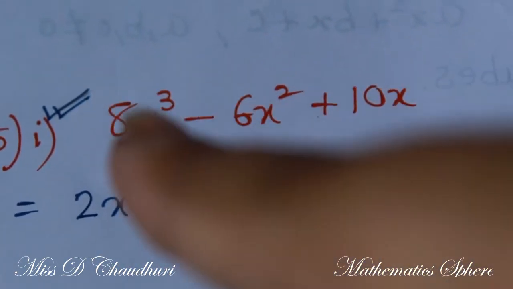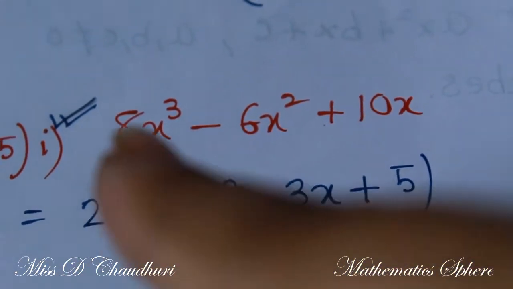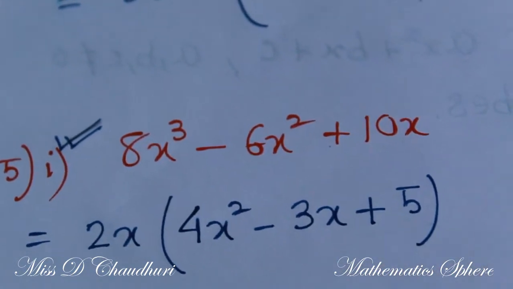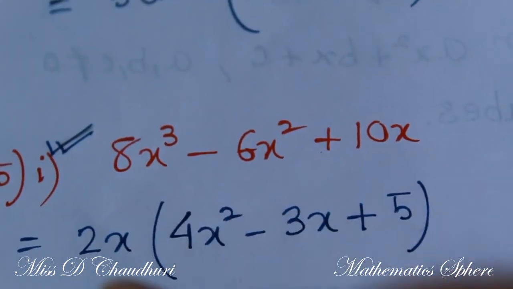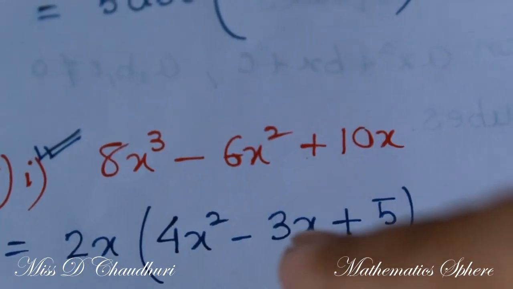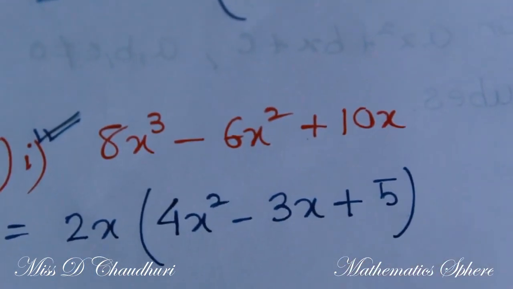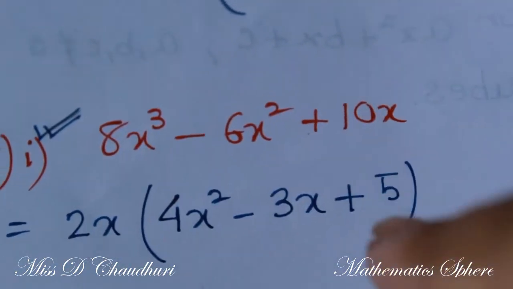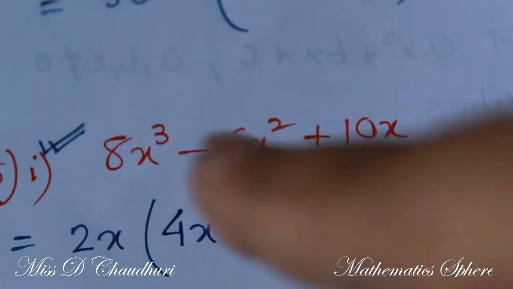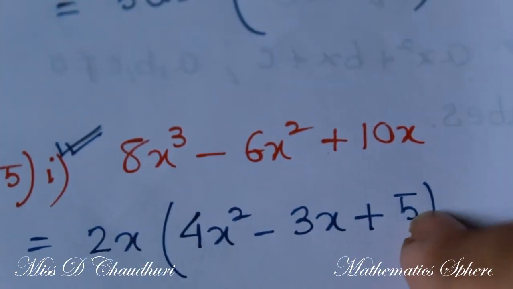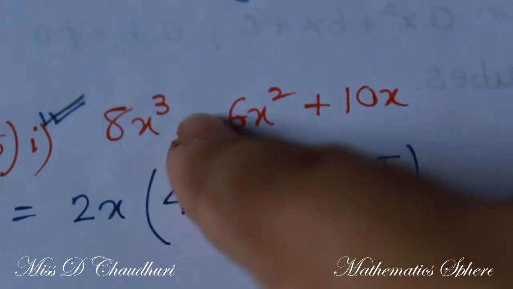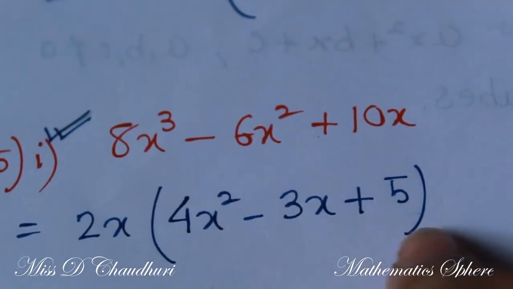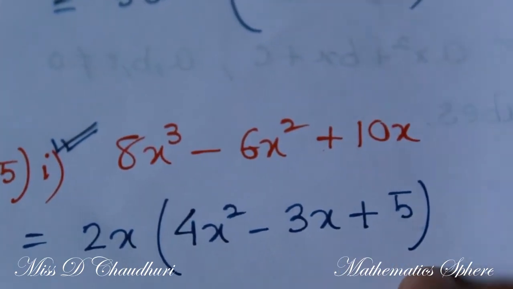Now in the bracket, from 8x cube, 2 has gone, x has gone, so 4 and x square will be remaining. Now the connecting sign minus will be there. Out of 6x square, 2 has gone, x has gone, so from 6 it will be 3x remaining, and from 10x, x is already there outside, so no variable will be here. Now 2 into 5 is 10, so 5 is remaining inside the bracket. This was minus, so this minus came, this was plus, so this plus came. So in this simple way you will have to take the things in common.